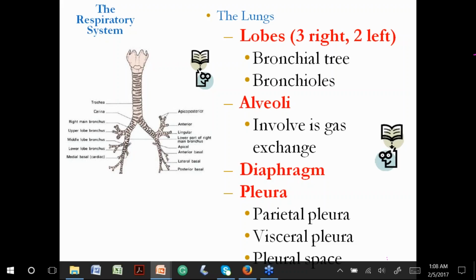In between the two layers we have fluid. The two layers of the pleura are the parietal pleura and the visceral pleura, and the space between the parietal and the visceral pleura is the pleural space. That is where fluids accumulate when you have pleurisy or some pleural effusion.